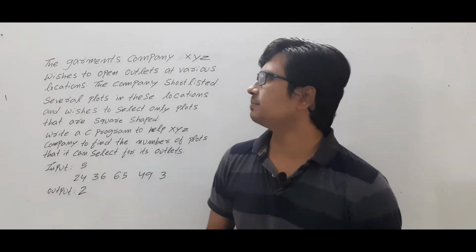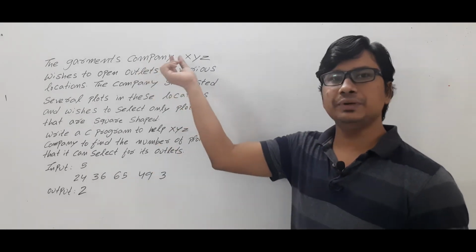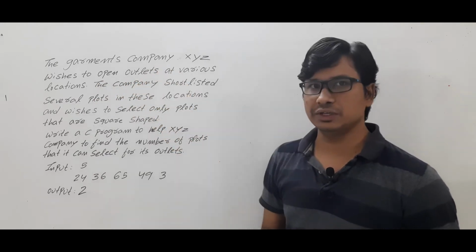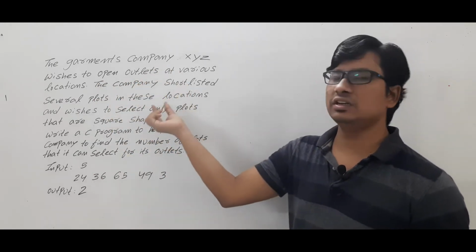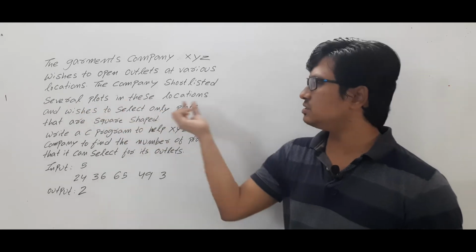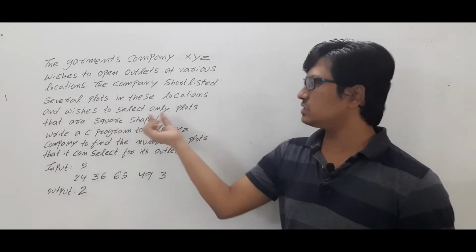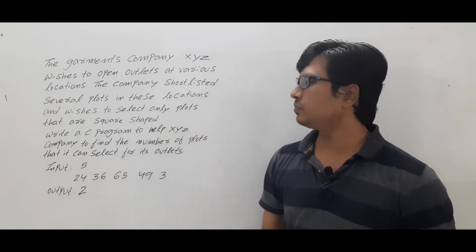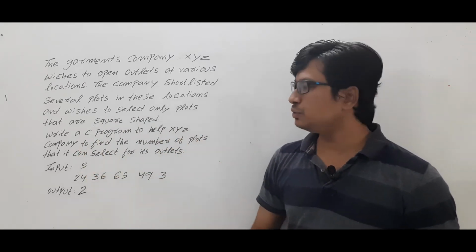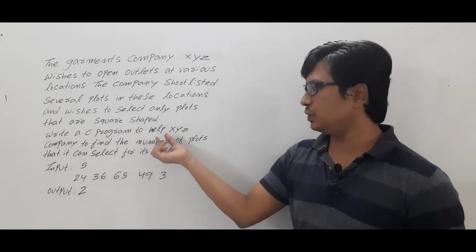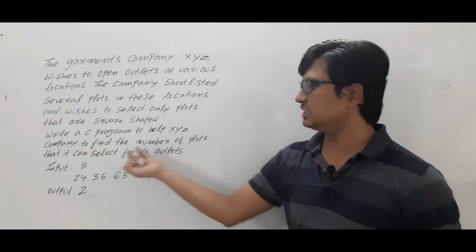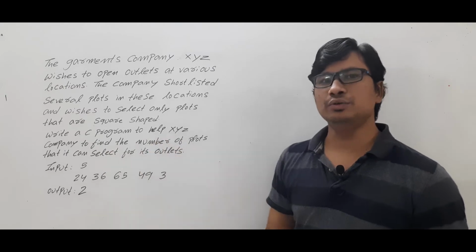Look at the question. The garments company XYZ wishes to open outlets at various locations. The company shortlisted several plots in these locations and wishes to select only plots that are square shaped. Okay. Now what they are asking us to do: write a C program to help XYZ company to find the number of plots that it can select for its outlets.